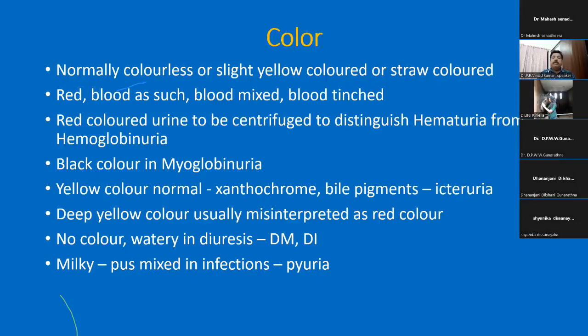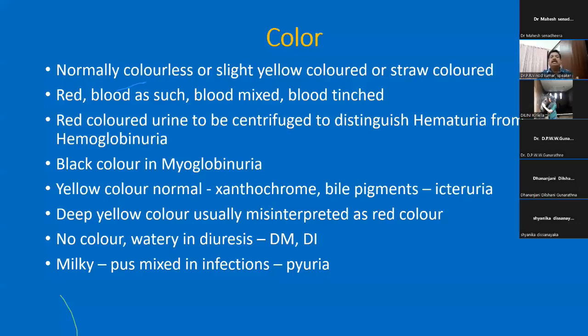Then red colored urine can be centrifuged. Whenever there is red colored urine, we do not know whether it is hemoglobinuria or hematuria. We take the urine and centrifuge it. If there is a red color at the top and all the cells can be seen settled down, it is hemoglobinuria. If all the cells are settled down and on top you can see clear urine, it is hematuria. That is how we can distinguish hematuria and hemoglobinuria.